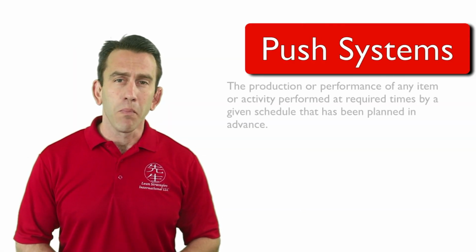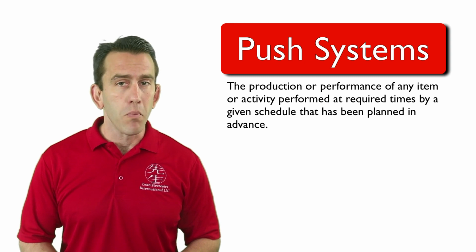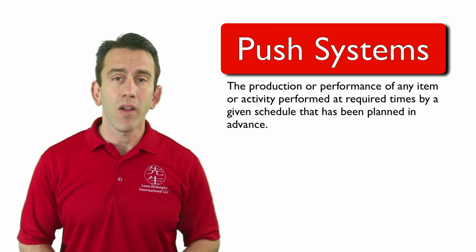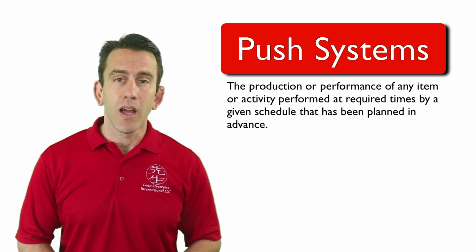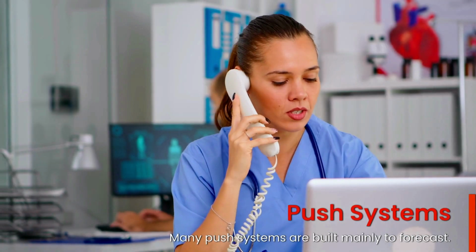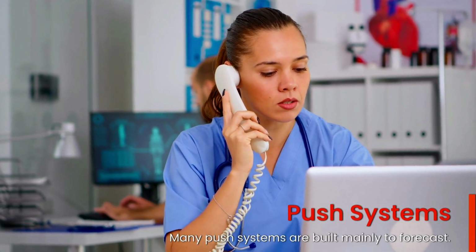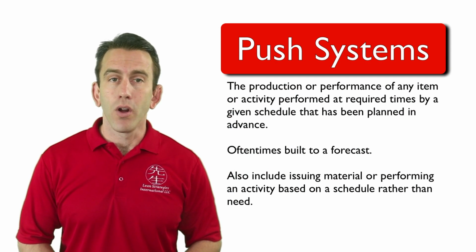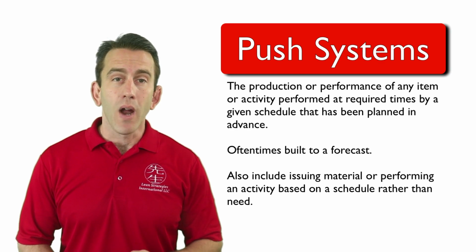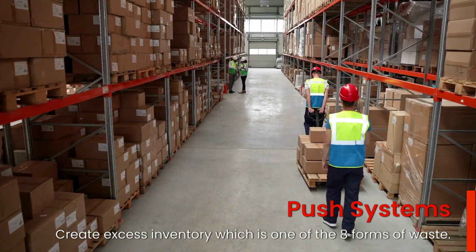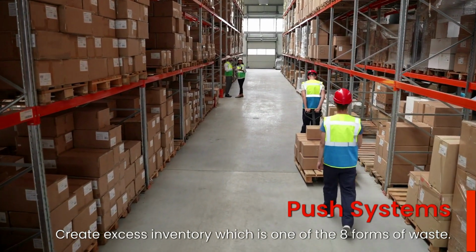A push system is the production or performance of any item or activity performed at a required time by a given schedule that has been planned in advance. Many push systems are built mainly to forecast. Push systems can also include issuing material or performing an activity based on a schedule rather than a need. Push systems create excess inventory, which is one of the 8 forms of waste.